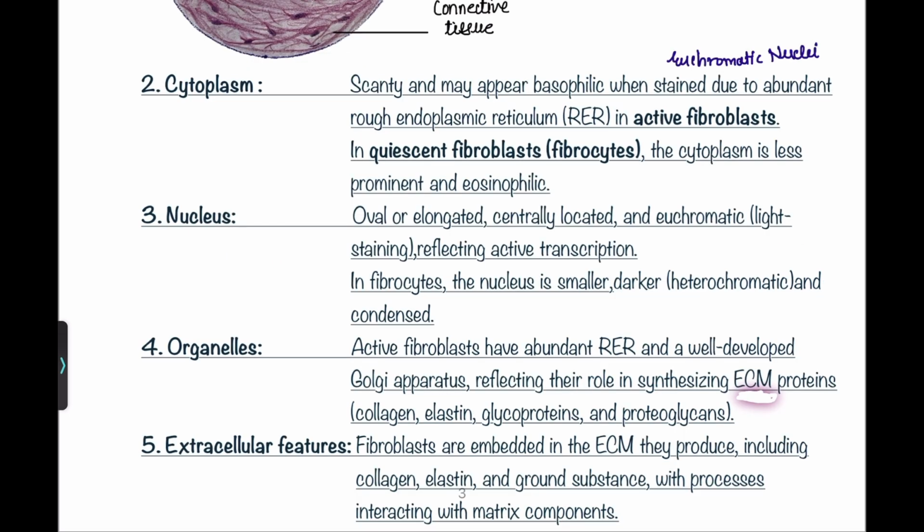Active fibroblasts have abundant rough endoplasmic reticulum and a well-developed Golgi apparatus, reflecting their role in synthesizing extracellular matrix proteins like collagen, elastin, glycoproteins, and proteoglycans. Fibroblasts are embedded in the ECM they produce, including collagen, elastin, and ground substance, with processes interacting with matrix components.